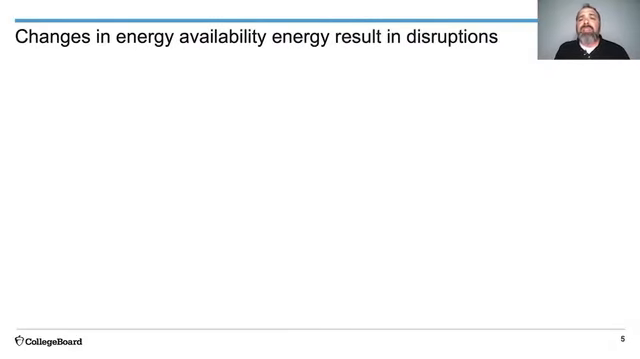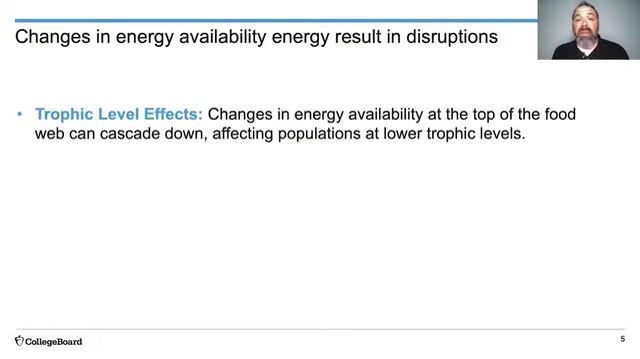So changes in energy availability result in disruption. A disruption is where you have a system, right? You've got to think in biology, we talk about systems. If you disrupt the system, you remove one of the parts, it no longer functions properly. Trophic level effects. Changes in energy availability at the top of the food web can cascade down, affecting populations at all trophic levels, a trophic cascade.